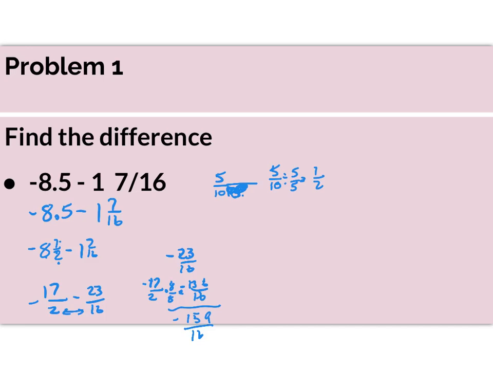All right, so now our answer is negative 159/16. But look, our top is bigger than our bottom, so we can't leave it like this. So now we're going to have to divide 159 by 16. 16 times 10 is 160, so I'm going to do 9. 9 times 6 is 54. 9 times 1 is 9, plus 5 is 14. Subtracting, you get 15. So as a fraction, we have negative 9 and 15/16.